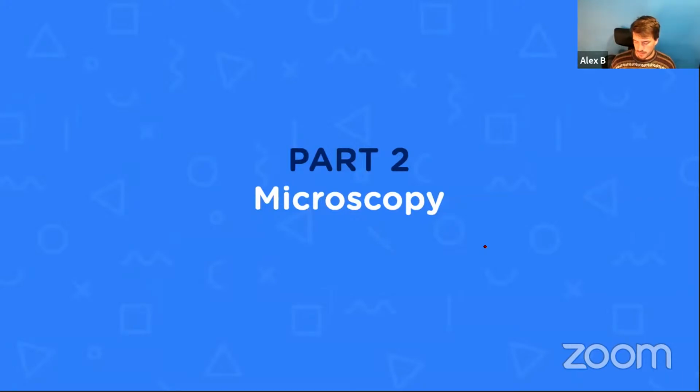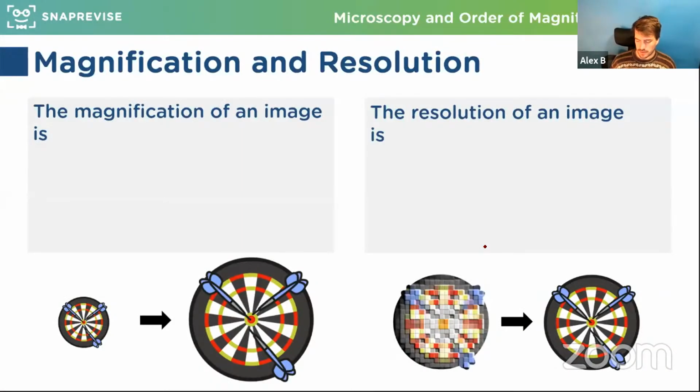So yeah, let's look at microscopy. So probably the two most important words in microscopy are magnification and resolution. These get muddled up. Could you guys define what the difference between magnification and resolution is?